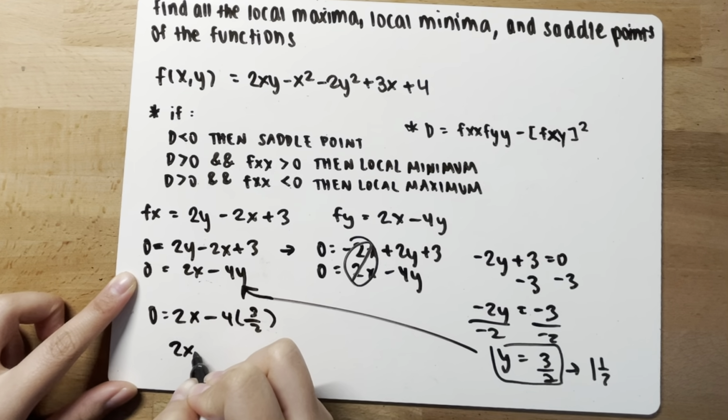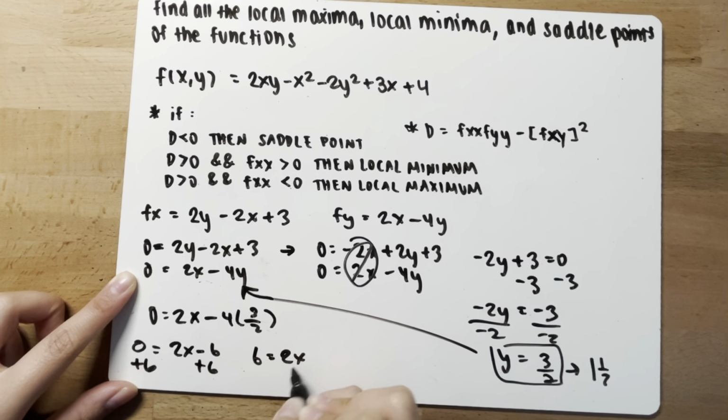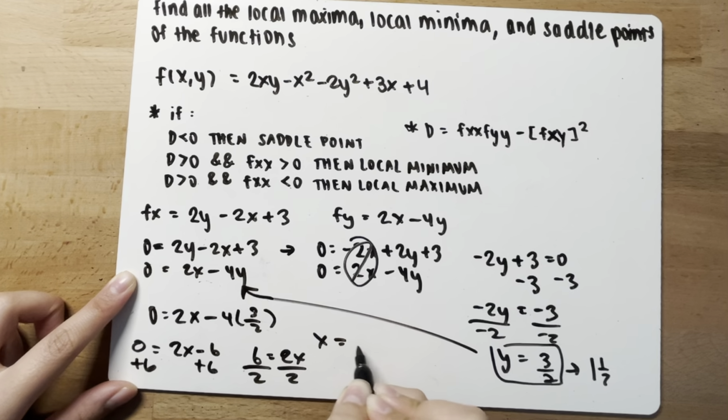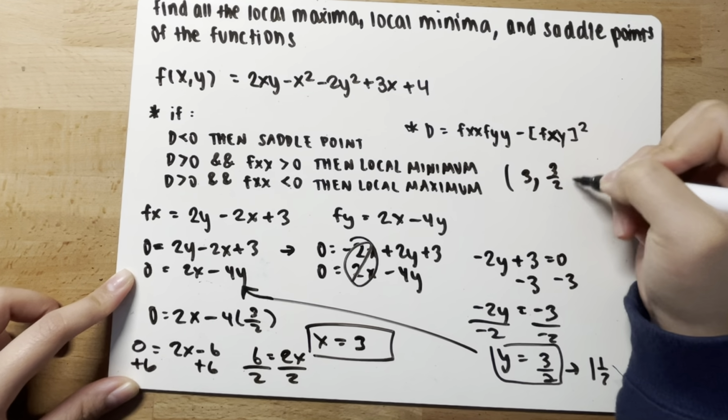2x minus 6 equals 0. Add 6 on both sides. You get 6 equals 2x. Divide by 2 on both sides. You get x equals 3. So your point will be (3, 3/2).